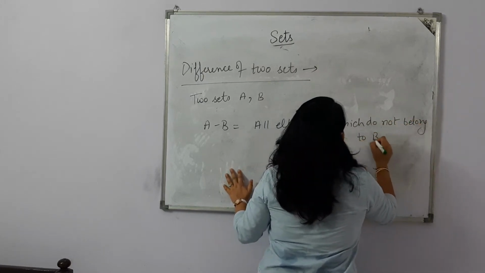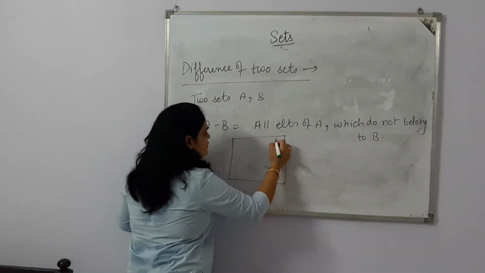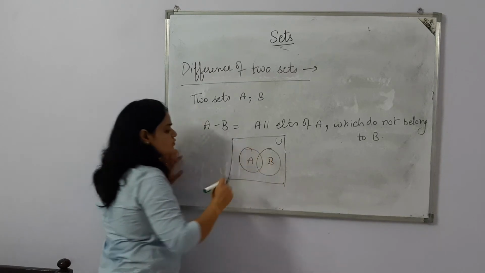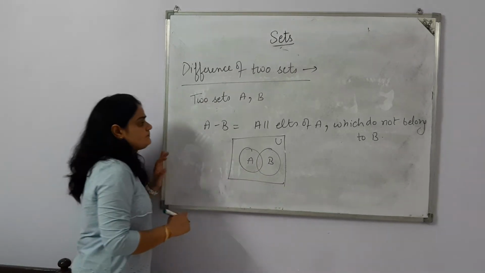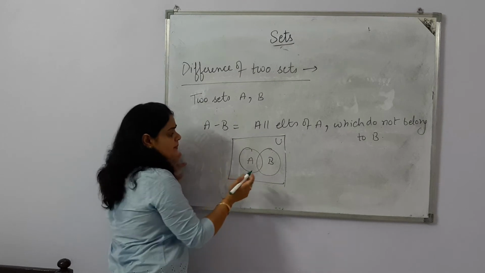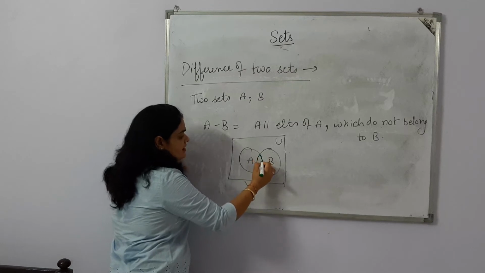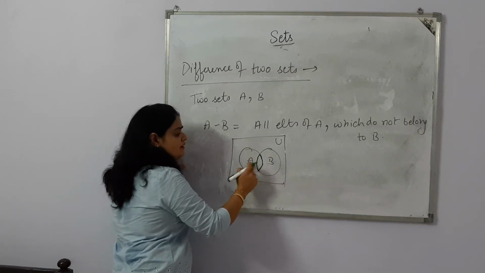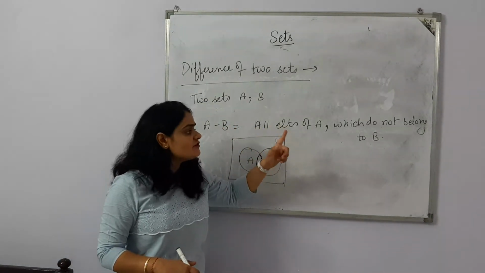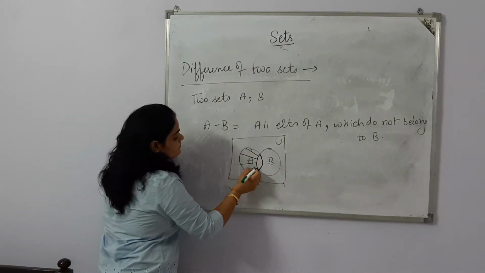What it means in a Venn diagram: this is your universal set. If we have A and B, two sets, and this is the common part. A minus B is all the elements of A which do not belong to B. So this is the common part, which contains all the elements common to A and B. So we are talking about all the elements of A which do not belong to B. That means this very part.